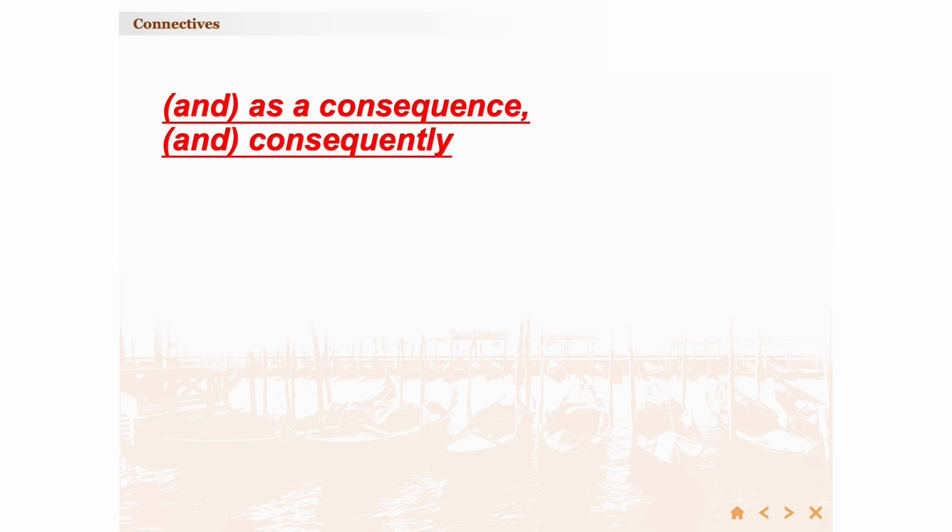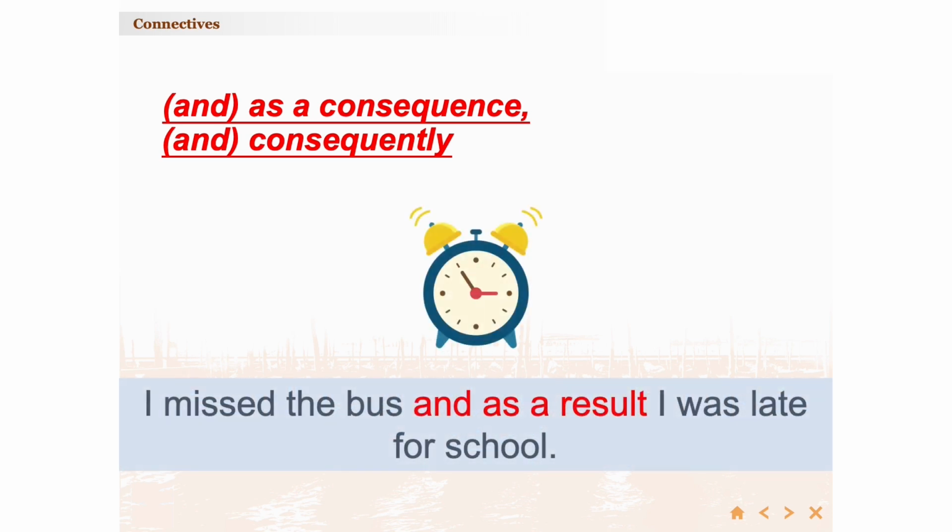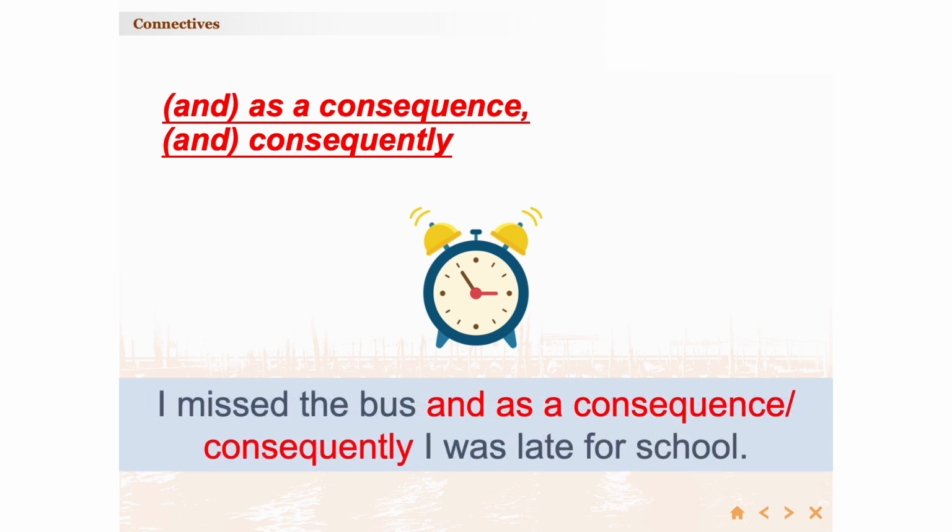Now let's look at some other connectives. Besides "so," "as a result," "therefore," and "thus," we can also use "as a consequence" and "consequently" to talk about results. We saw this example sentence just now. In fact, the phrase "and as a result" can be replaced by "and as a consequence" or "and consequently" without the meaning changing. We can also use some other structures with "so" and "such" to introduce results.